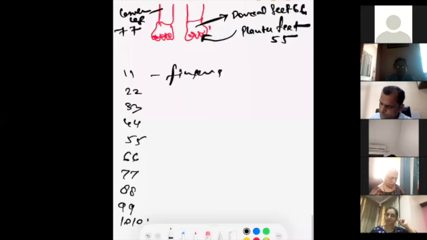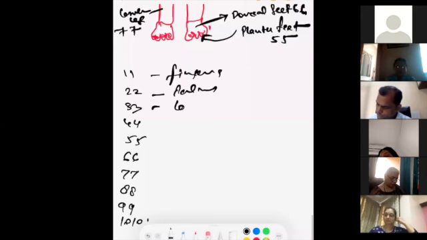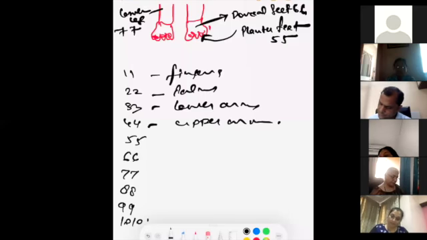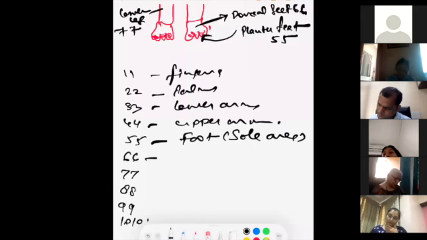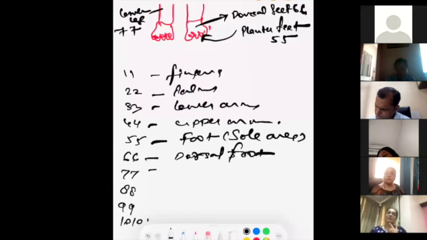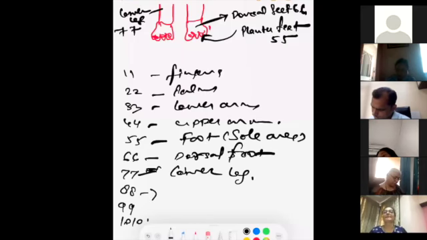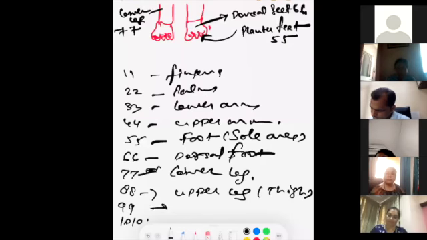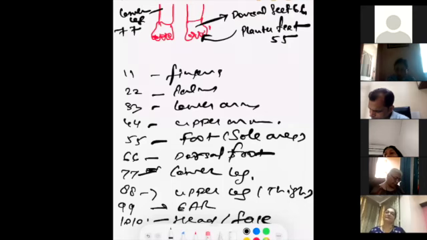Fingers, palm, lower arm, upper arm, foot or sole area, dorsal foot, lower leg, upper leg or thigh, ear, and head and face. So this is the classification given by Master Tung.